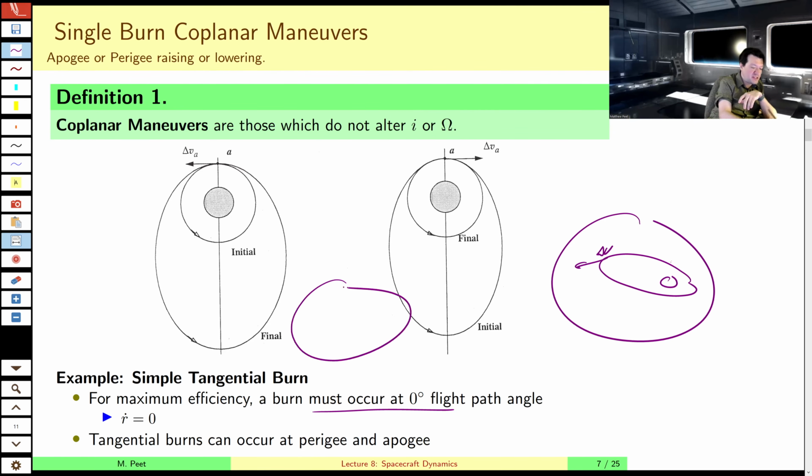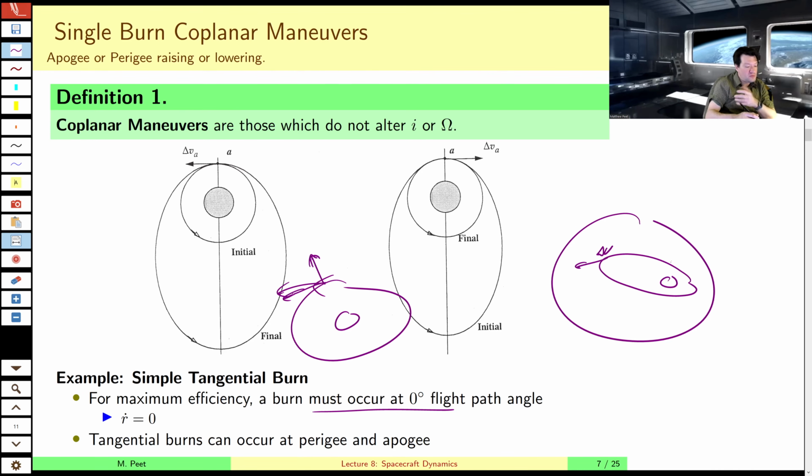For example, in space movies, sometimes they're trying to escape the gravity well of a black hole or something. They're always burning perpendicular to the flight path angle, which is horribly inefficient. It's essentially a total waste of fuel. We'll talk about that next slide. But it's a terrible idea. If you're trying to get away from a black hole, don't burn away from the black hole. Burn along the 0-degree flight path angle.